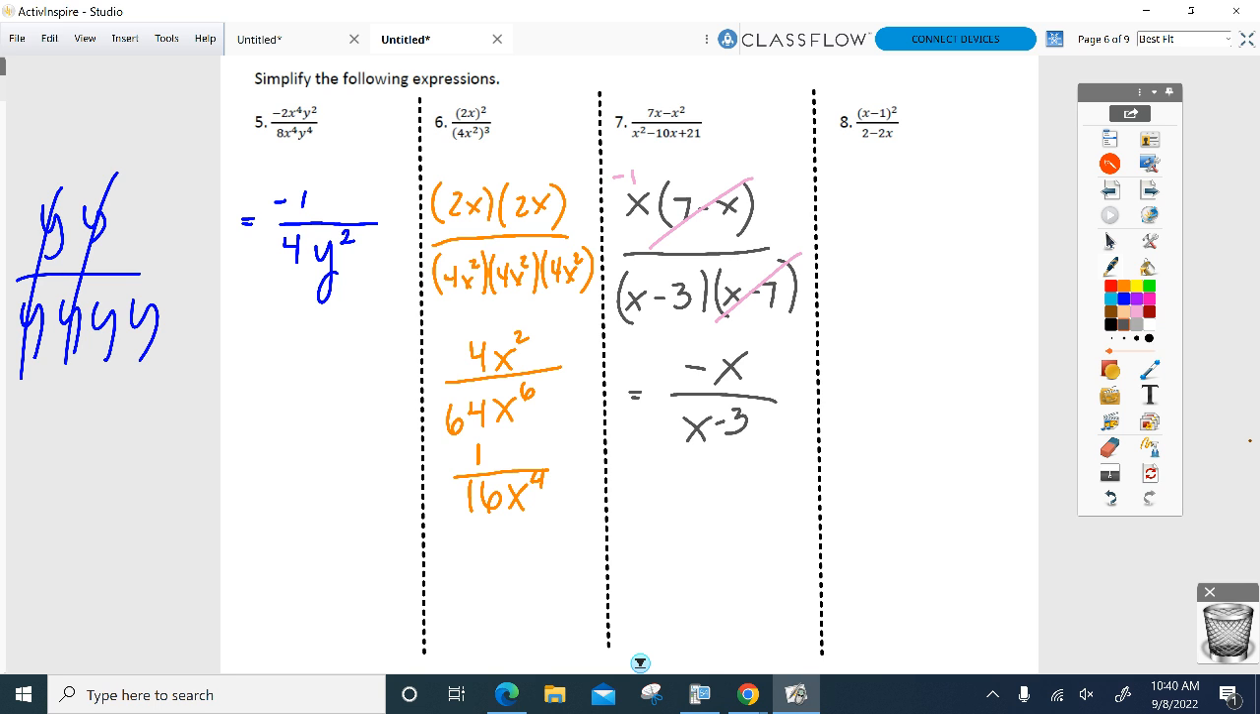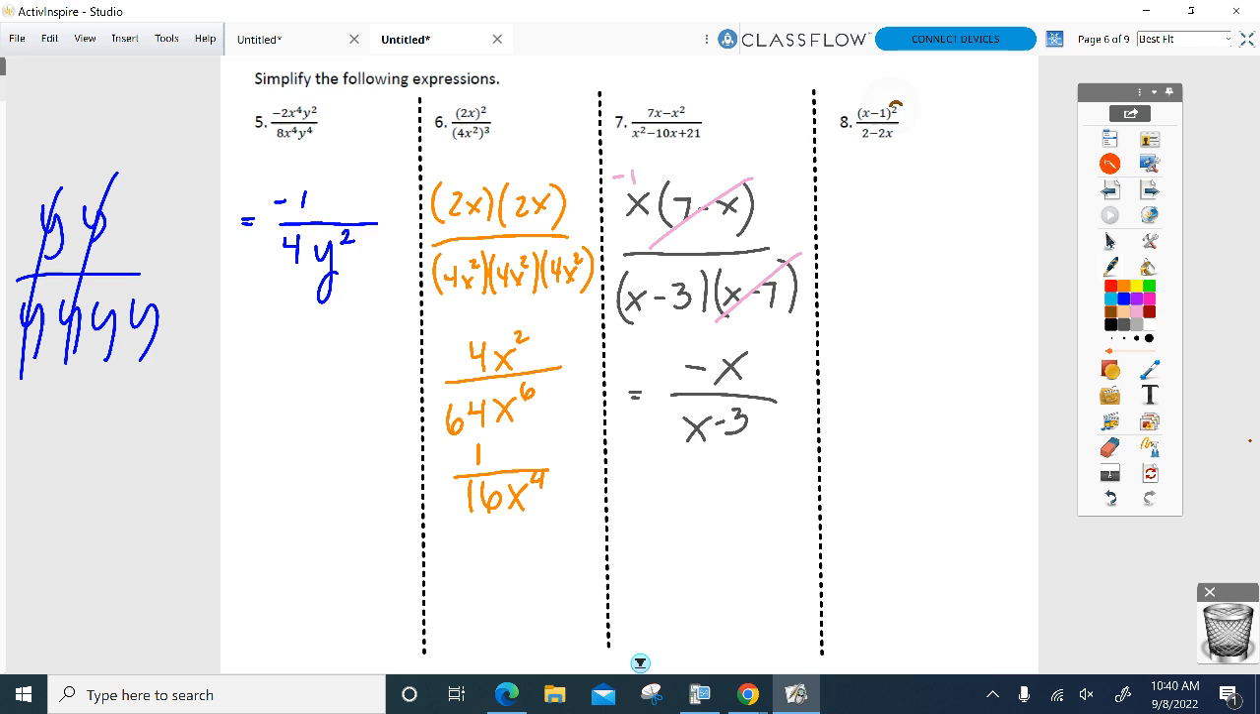Questions? We got one more. Go ahead, Aaron. Will we get points off if we put negative 1x versus negative x? No. Not at all. And honestly, I put the negative 1 on top, but you could have put it on the bottom as well. Just don't put it in both. All right, last one here.